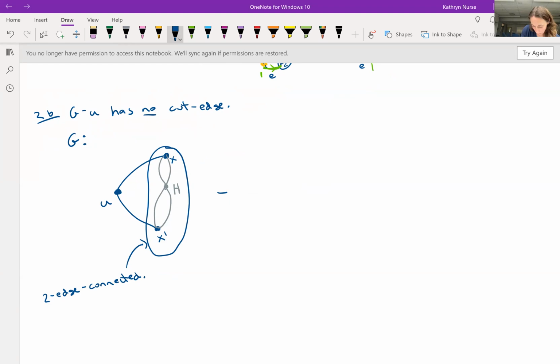A little better. Okay, then we go from G to G1, and then we're going to go from G1 to G2. So to go from G to G1, we contract the edges in H. So G1 equals G contract the edges in H. And H is the even subgraph that we found on the left.